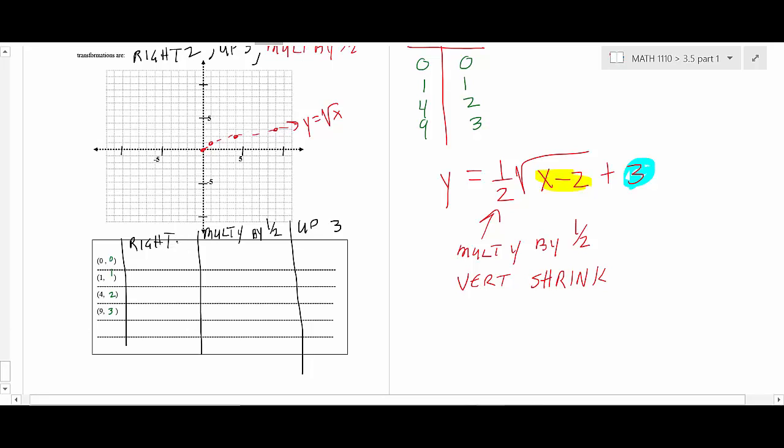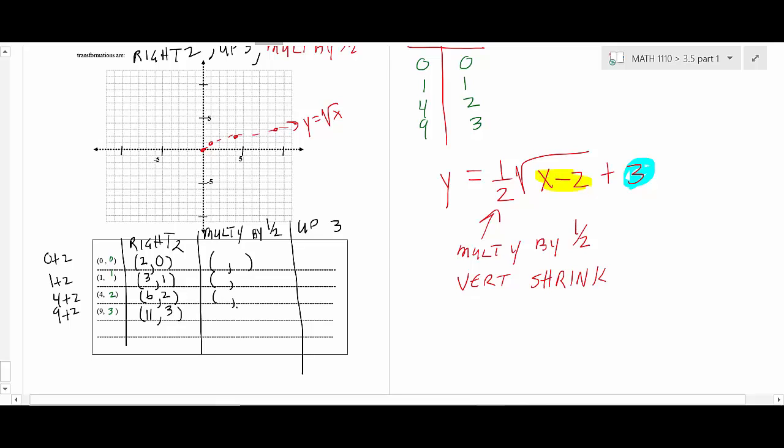Okay, so what we're going to do is on your first step, when you do right 2, does anything happen to the y's? No, it's just the x's. So what you want to do in step 1 here is just bring down the y's. They're not ready to change those yet. So just make all of the x's go to the right 2. 0 plus 2 is 2. 1 plus 2 is 3. You just do this in your head. 4 plus 2 is 6. And then 9 plus 2 is going to be 11. Okay, so that's going to move everything to the right 2. Okay, now we're going to multiply y by 1/2. Does anything happen to the x's in step 2?